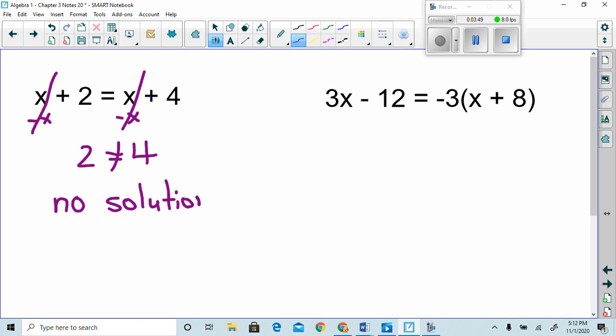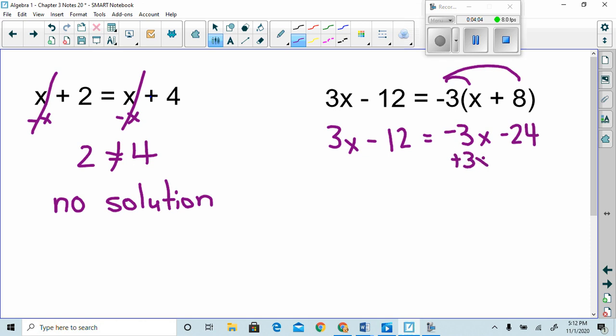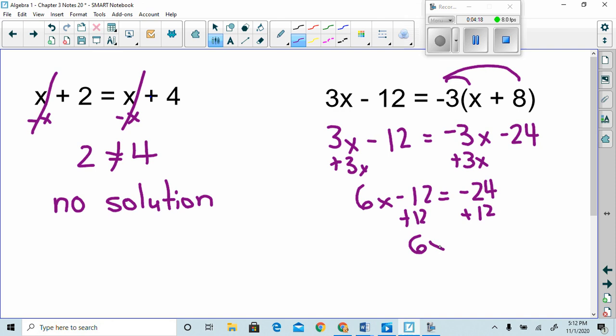I see variables on both sides again in my second problem, but this time, before I move anything, I need to distribute. I now distribute, and I get negative 3x minus 24. Variables on both sides, we need to collect them. This time I have 6x minus 12 equals a negative 24. Go ahead and add 12. Leaving me with 6x is equal to negative 12. Lastly, divide by 6, and I get x is equal to negative 2.